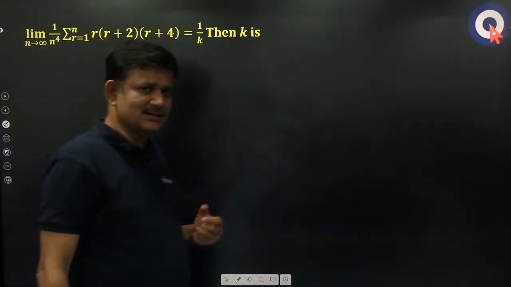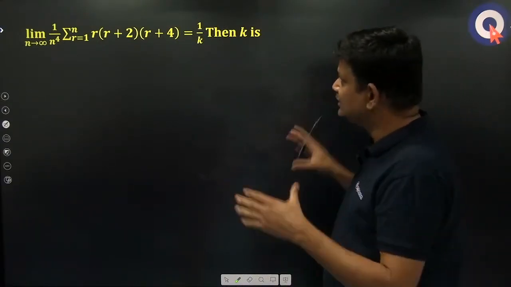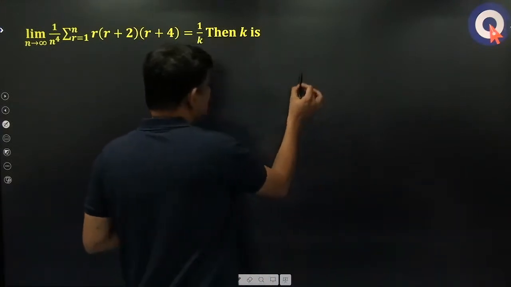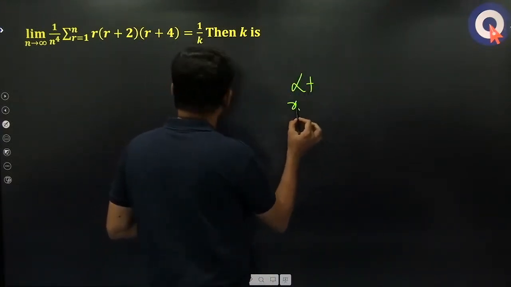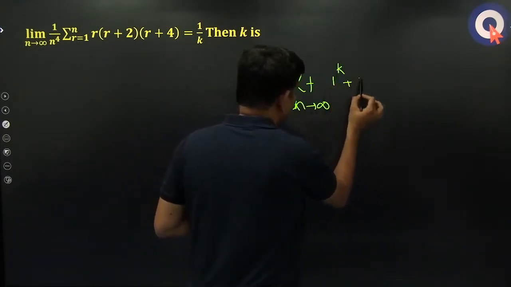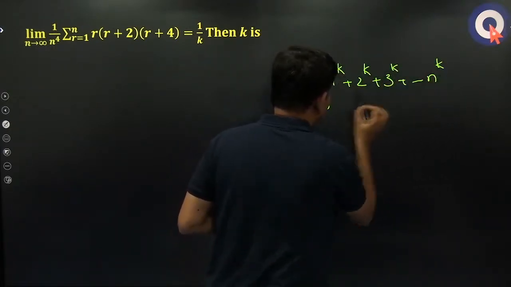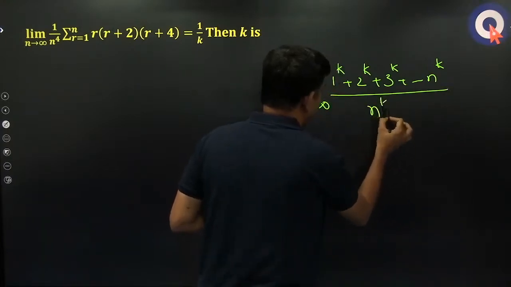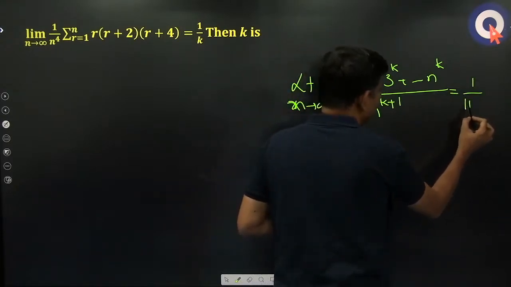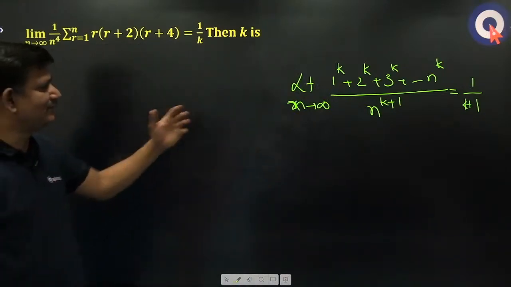Then, this is another question where one standard result is very useful to you. This standard result comes to you regularly. Limit n tending to infinity of 1 power k plus 2 power k plus 3 power k, and so on up to n power k, divided by n power k plus 1. The answer will be 1 by k plus 1. This is a very important result.